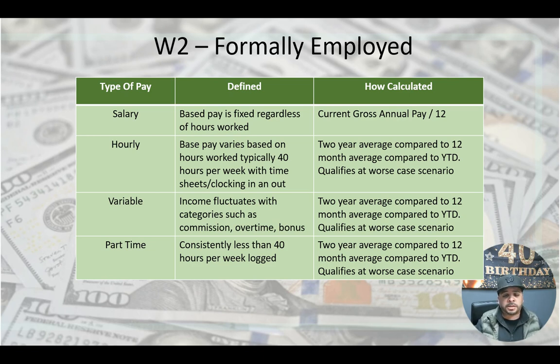Okay, if you're working sometimes 40, sometimes 36, sometimes 20, that's going to be part-time pay. And if you're in the category of part-time pay, you have to have a 2-year history of part-time income in order to qualify. And then again, once you've documented that 2-year history, it's the same thing as before. 2-year history compared to the last year compared to your year to date.